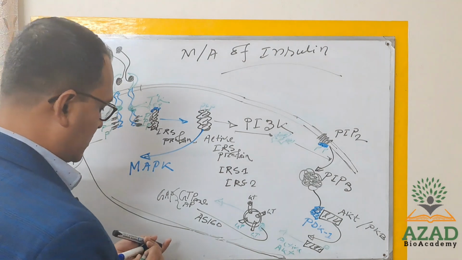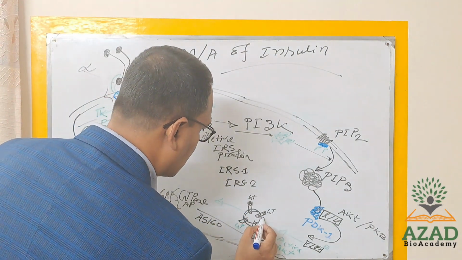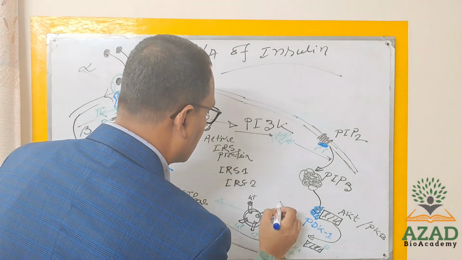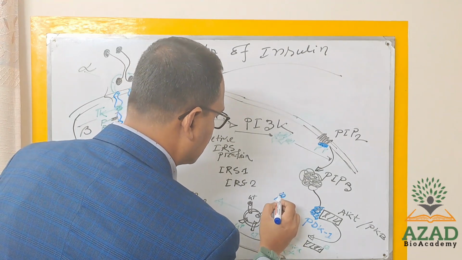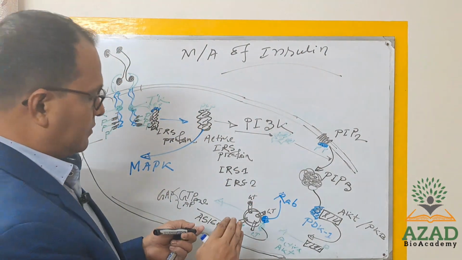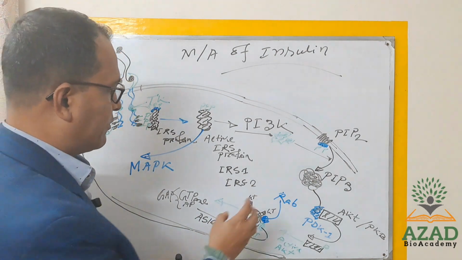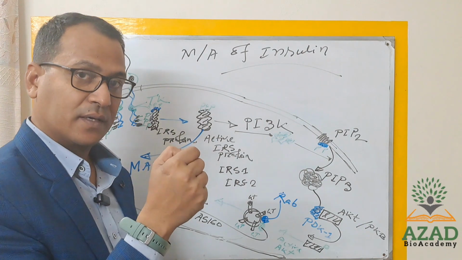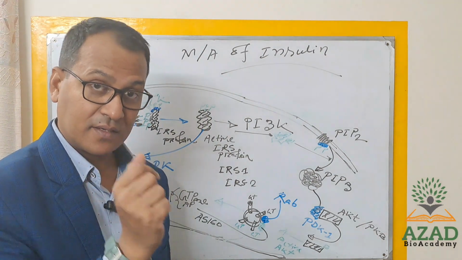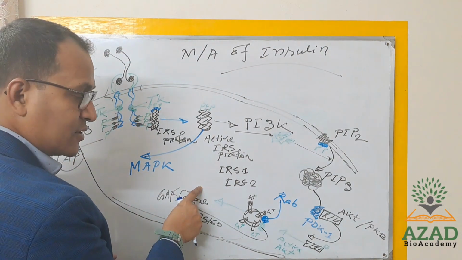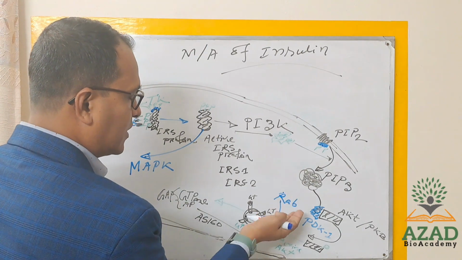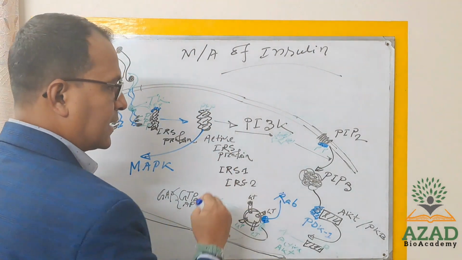Where will it work? Here another molecule is there, and this molecule is called RAB. Okay, RAB protein. Before activation, RAB protein is attached with GDP, and during activation it will be attached with GTP. And the GTPase activated protein will just make the RAB protein inactive. That means it will remove one phosphate from the GTP.